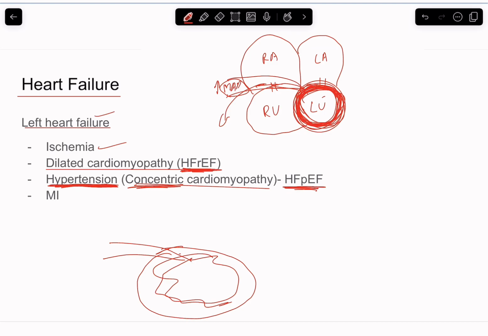This will again eventually fail, and the heart muscles will be so stiff that the lumen size will be decreased and the amount of blood that the left ventricle can normally store will be decreased. So there will again be decreased forward perfusion of the blood flow. And heart failure can also be caused due to myocardial infarction, as seen here.